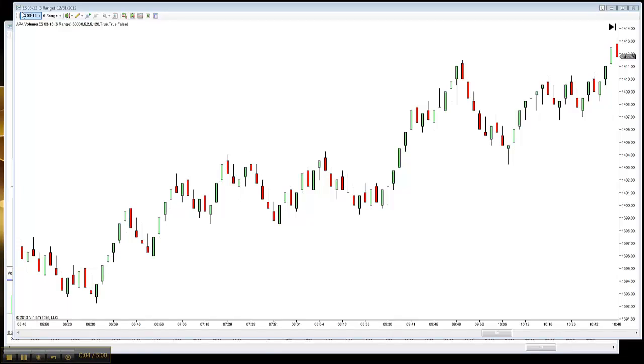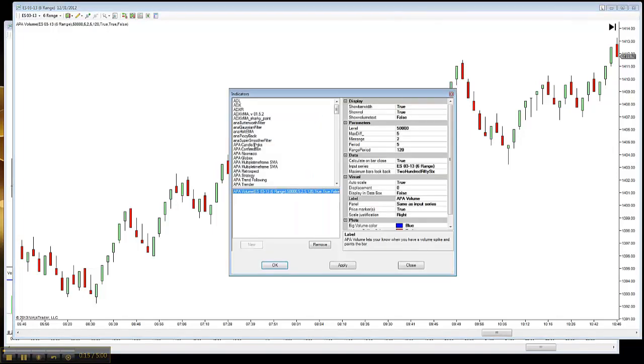Today we wanted to take a minute and talk about some of the different packages of the Apid Zone suite, and we will be covering APA Volume today. So let's go ahead and get started here. With APA Volume, we do have a couple really cool features that we can do.